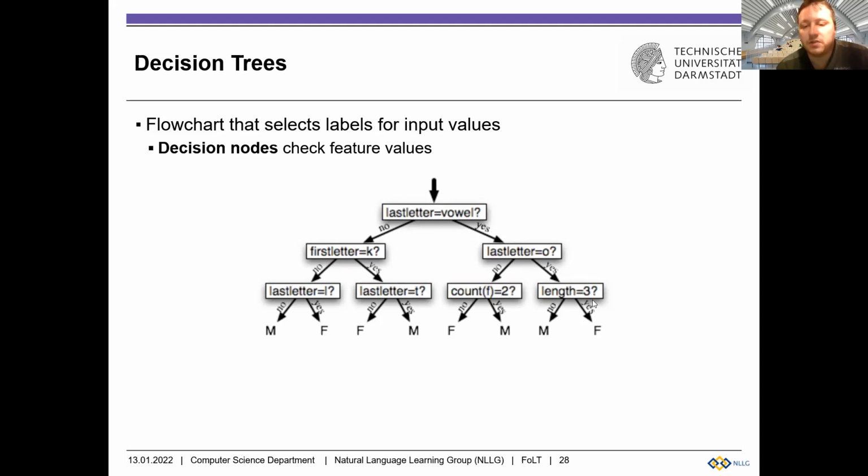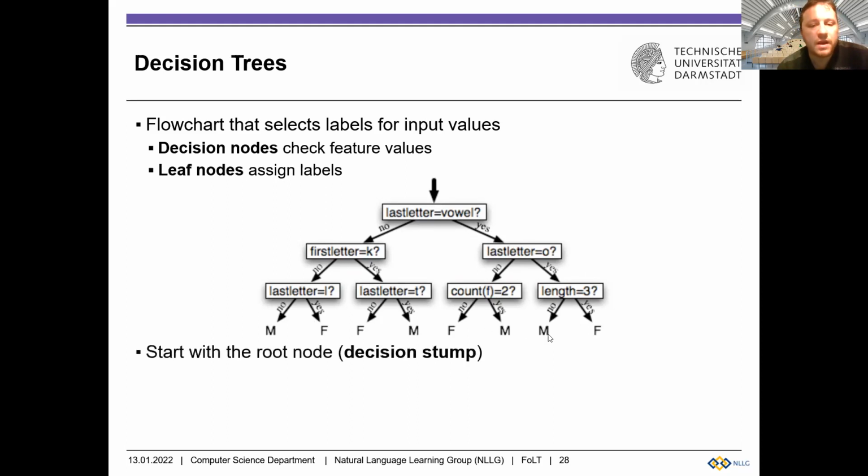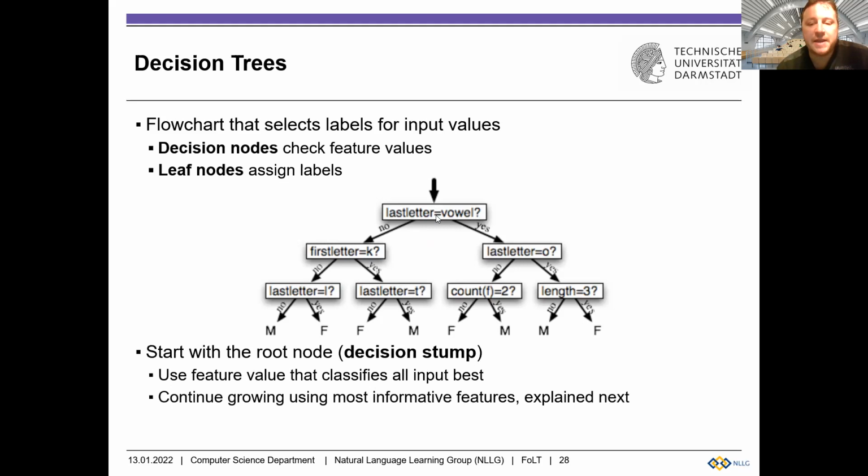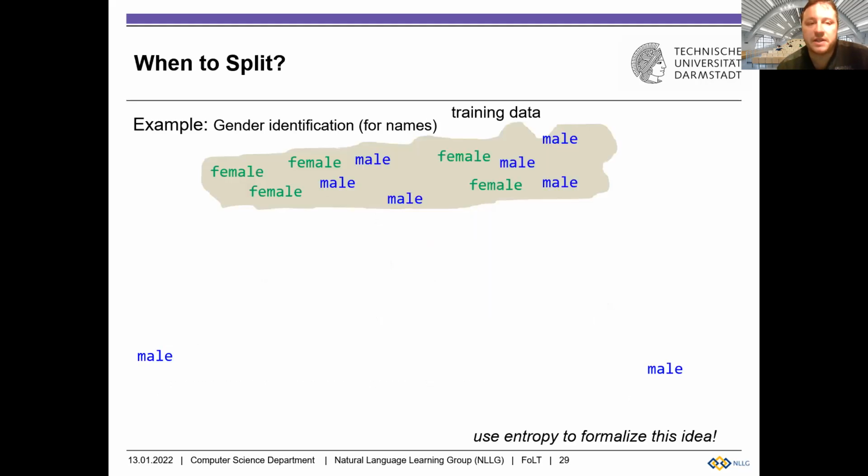And I'm not saying that these features are actually very meaningful for our task, but this could be a tree that is learned by our model. And we assign the labels, as you see here, at the leaf nodes. Now, the interesting thing is, how do we decide which feature value we're going to use at each node? And we're going to explain this in the next slide.